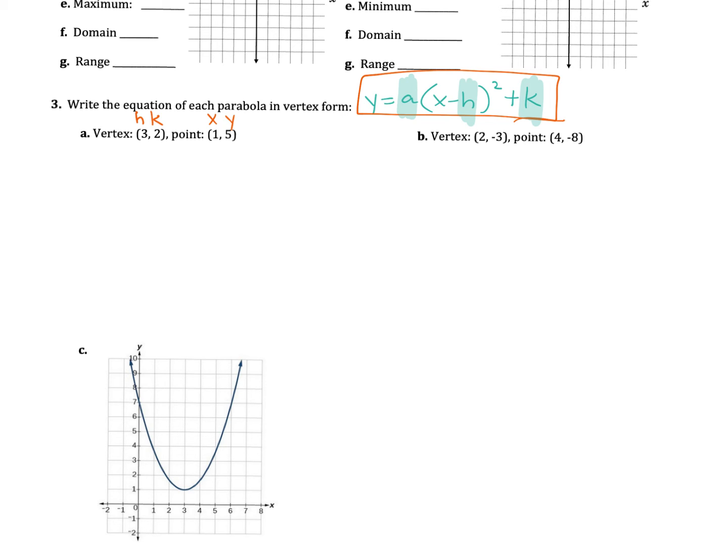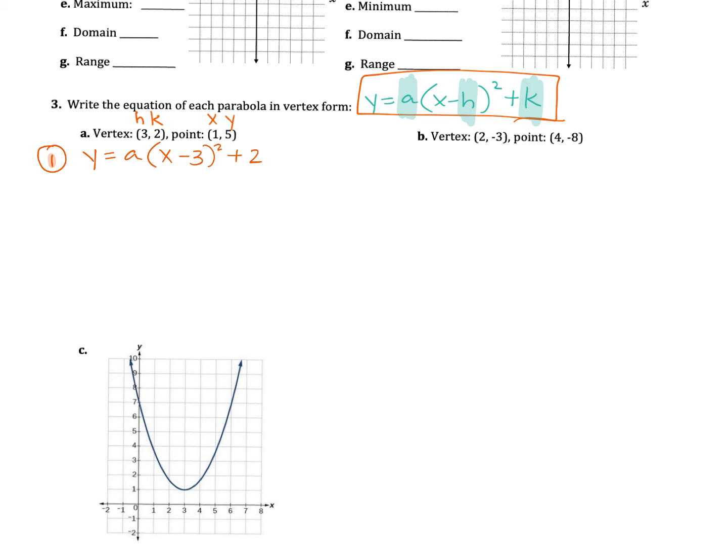Okay, so the first step that I always tell people, here's your safe first step if you want to go that route, is just plug in h and k into that. So y equals a times x minus 3 squared plus 2. Do y'all see where I'm getting that? Just plugging in h and k.